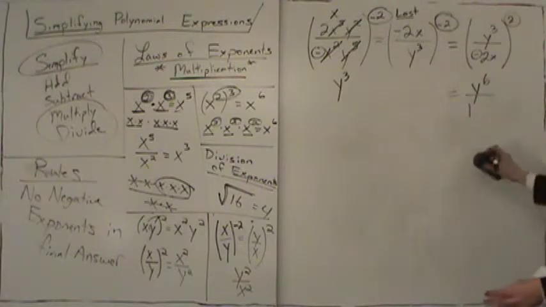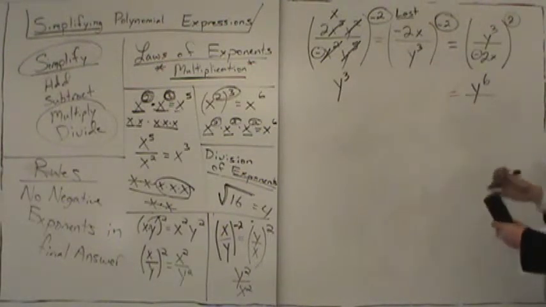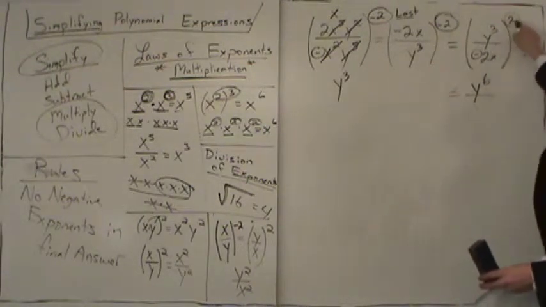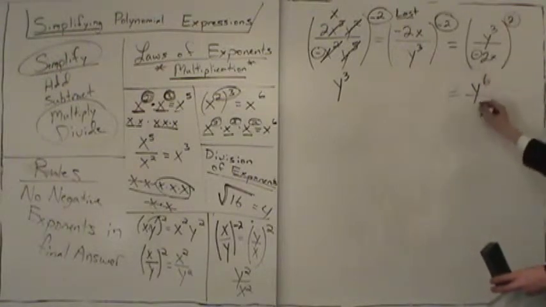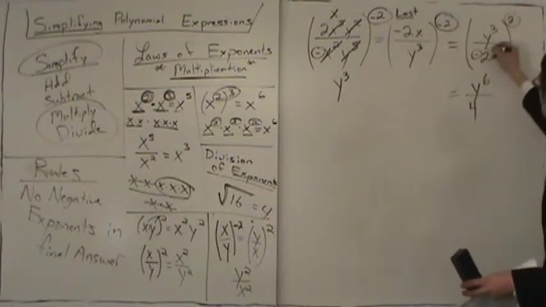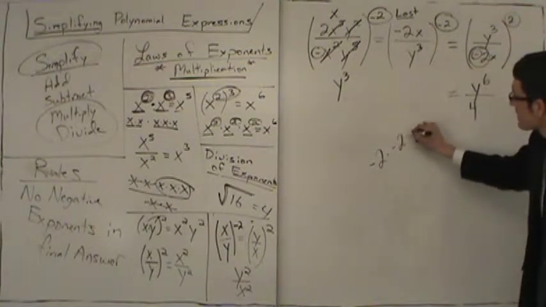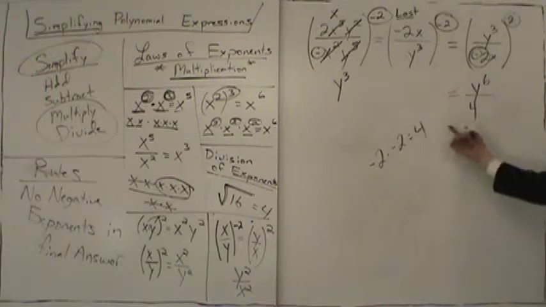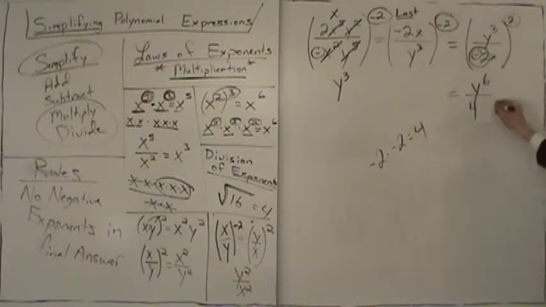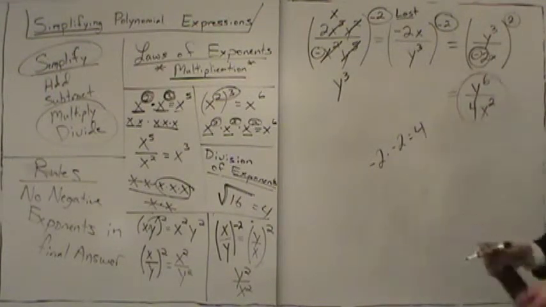Do we have to write the positive 1? No, so we don't write positive 1. Square the 2, we get 2 times 2 is 4. Another way to think of this, are we squaring the negative 2, the whole thing? Yes. Negative 2 times negative 2 gives positive 4. So we get positive 4, now square the x, we get x squared, and this is your final answer.